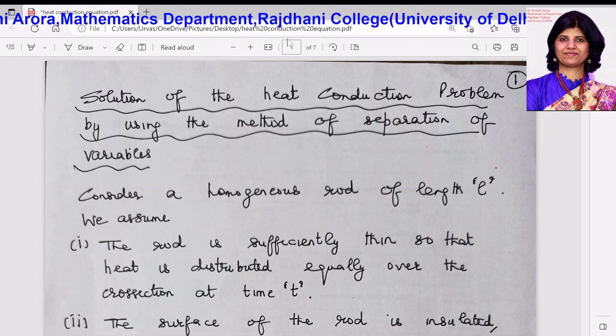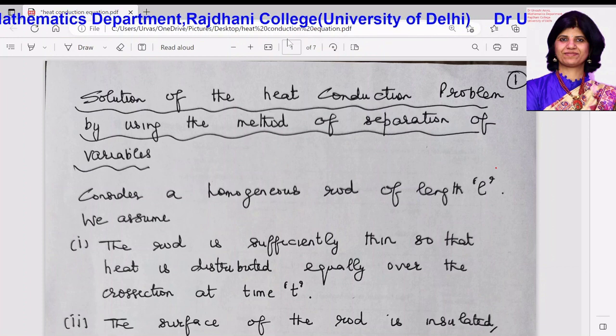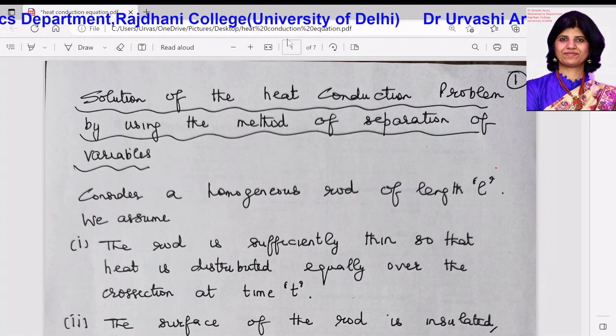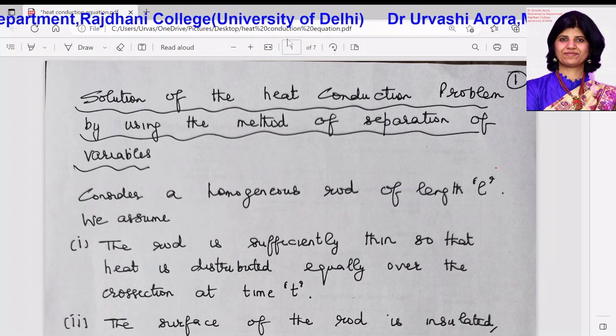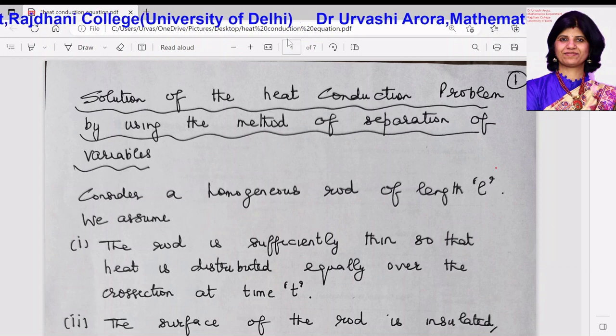Hello students, in this lecture I am going to discuss the solution of the heat conduction problem by using the method of separation of variables. Now before we actually come to the method of separation of variables for solving the heat conduction problem, let me just discuss briefly what is the heat conduction problem.